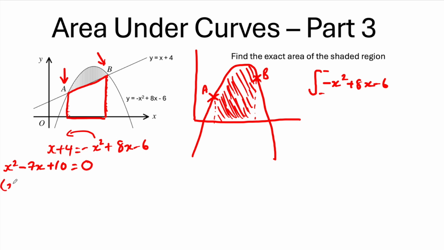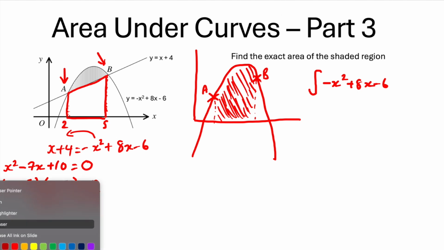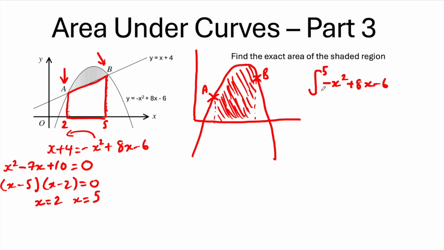If I factorize that now, or if you use your calculators to solve, you will find that x equals 2 or x equals 5. Okay, so by inspection we can tell that A is going to have the x coordinate of 2, and B is going to have the x coordinate of 5. Okay, so now we can put those limits in. Perfect. There we go. Okay, and I forgot my dx. Okay, so now let's perform that integral to find this area.